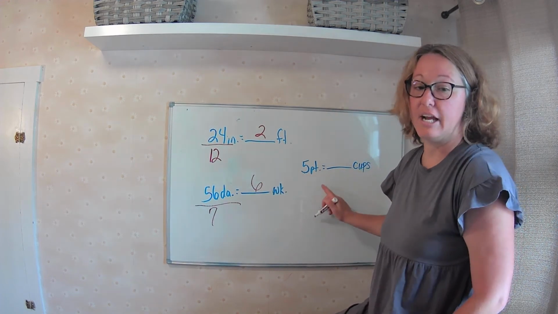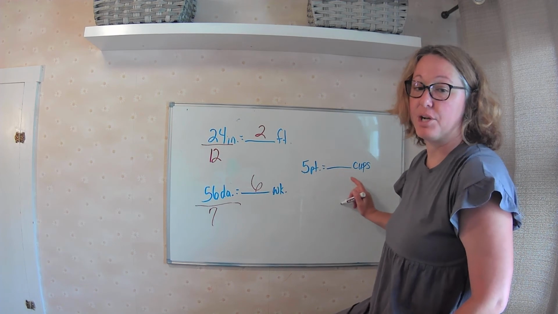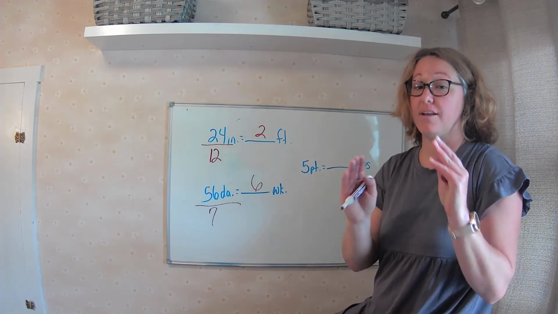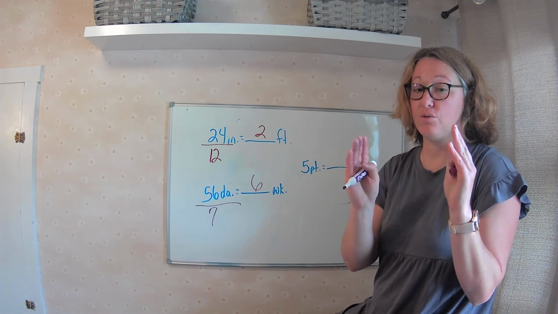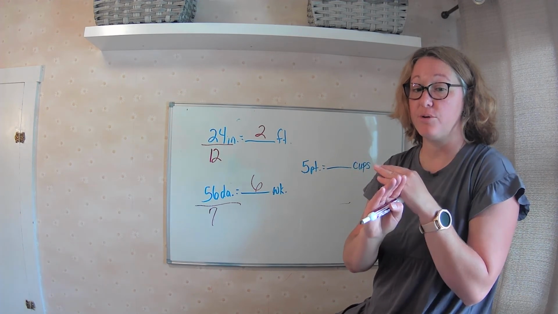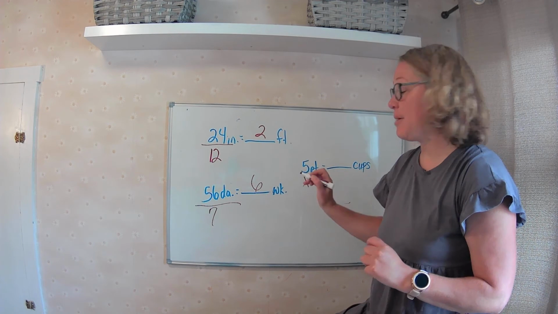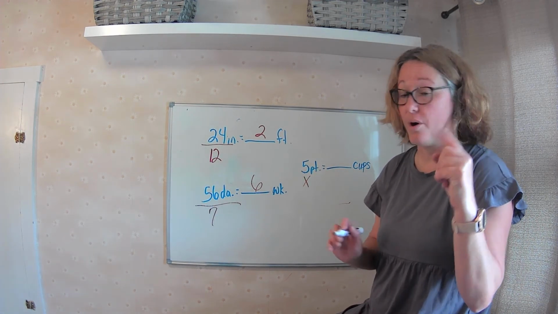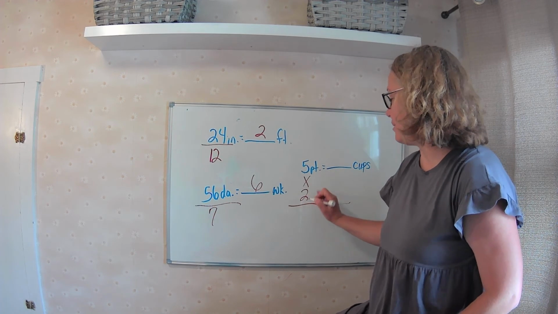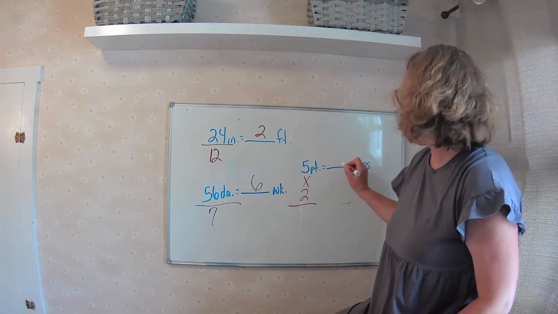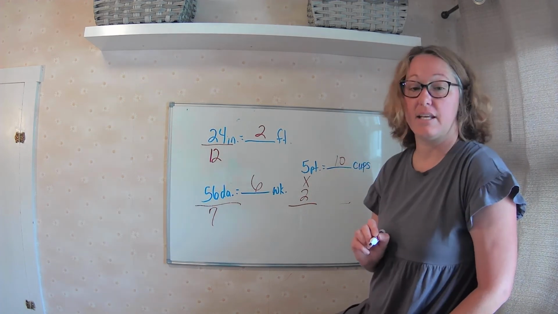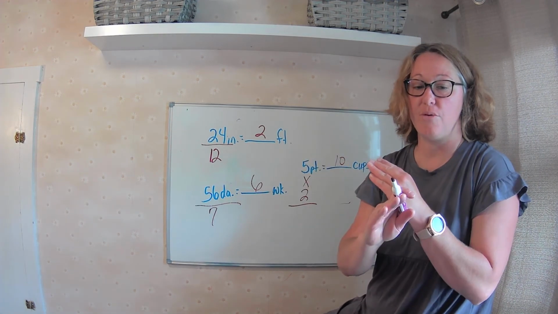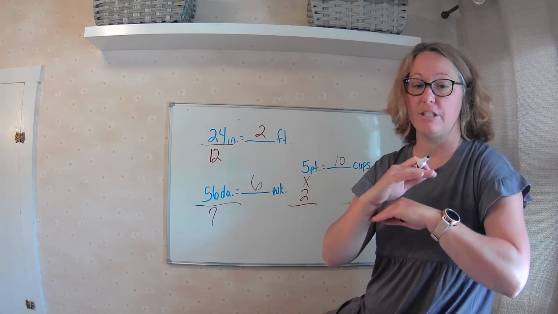Very good. Here I have 5 pints, and I want to go to cups. Pints is large. Cups is small. So I've got to go large to small, so I'm going to multiply. How many cups equals 1 pint? That would be 2 cups equals 1 pint. So I've set my problem up here. 5 times 2, I have 10 cups. Again, you've got to remember those rules. Large to small, multiply. Small to large, divide.